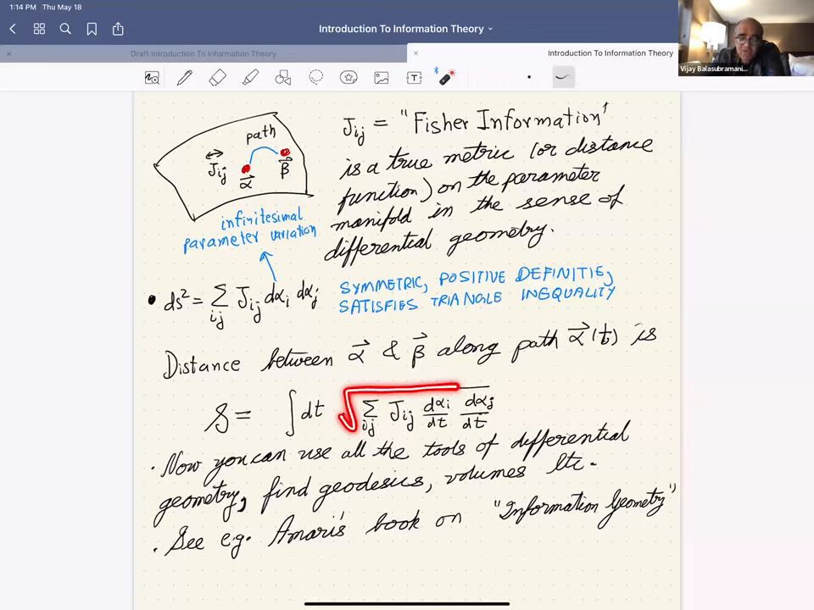So now you can use things like the tools of differential geometry. You can find geodesics or shortest distance paths in this kind of metric. And that is the topic of the entire field of information geometry. And you can look at the book by Shunichi Amari, a well-known professor from Japan, who was very influential in this field.